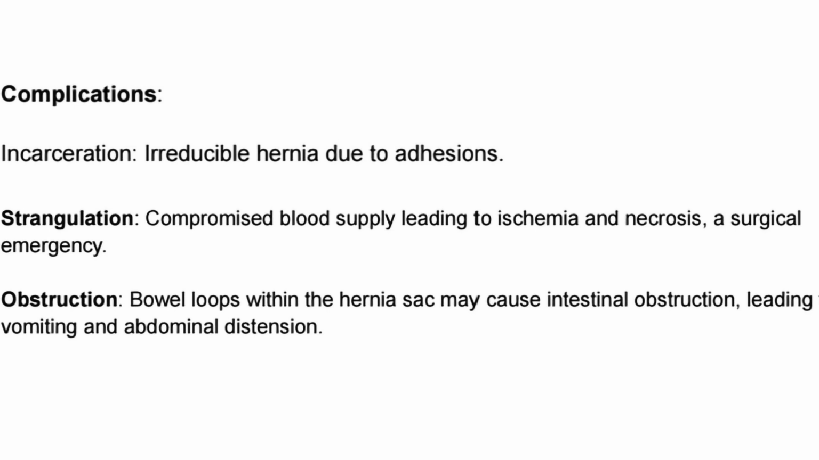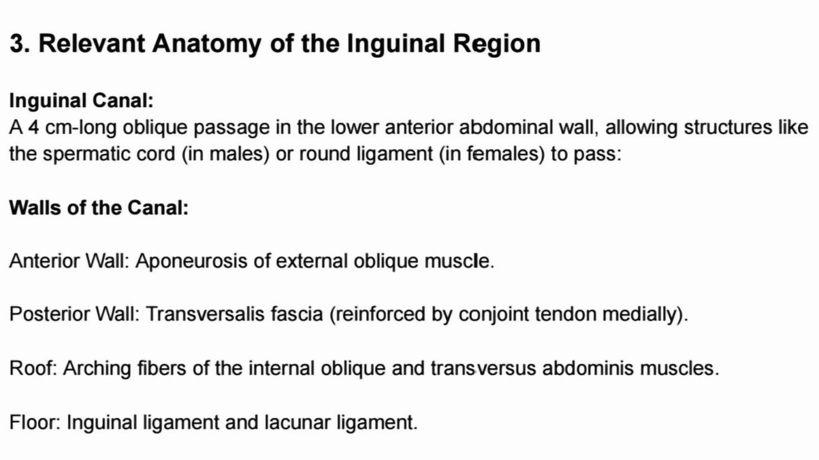Before concluding, let's briefly examine the anatomy of the inguinal region, which plays a crucial role in understanding hernias. Relevant anatomy of the inguinal region. The inguinal canal is a 4 cm long oblique passage in the lower anterior abdominal wall. In males, it allows the spermatic cord to pass through, while in females, it contains the round ligament. The canal has four walls.